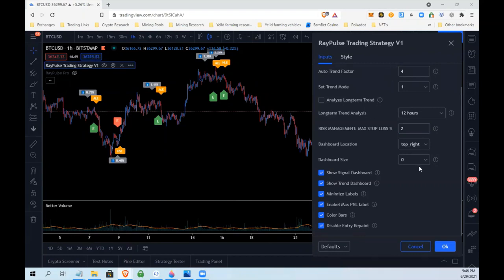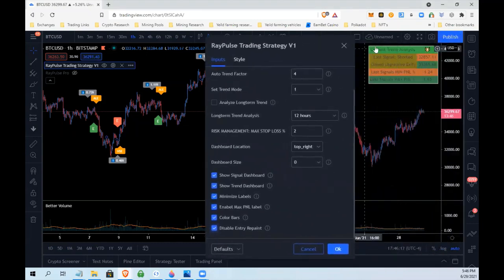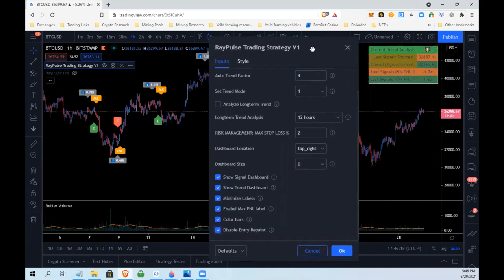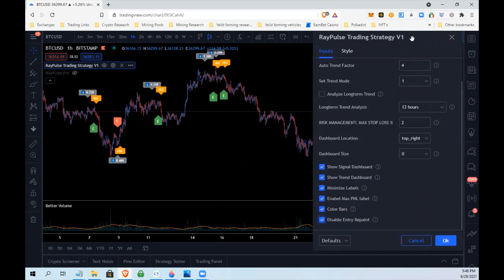The next few settings are basically how the dashboard looks to you visually. And when I refer to the dashboard, I'm talking about this dashboard that you see in the upper right-hand corner of my chart. I'll talk about the dashboard a little bit later in the video.